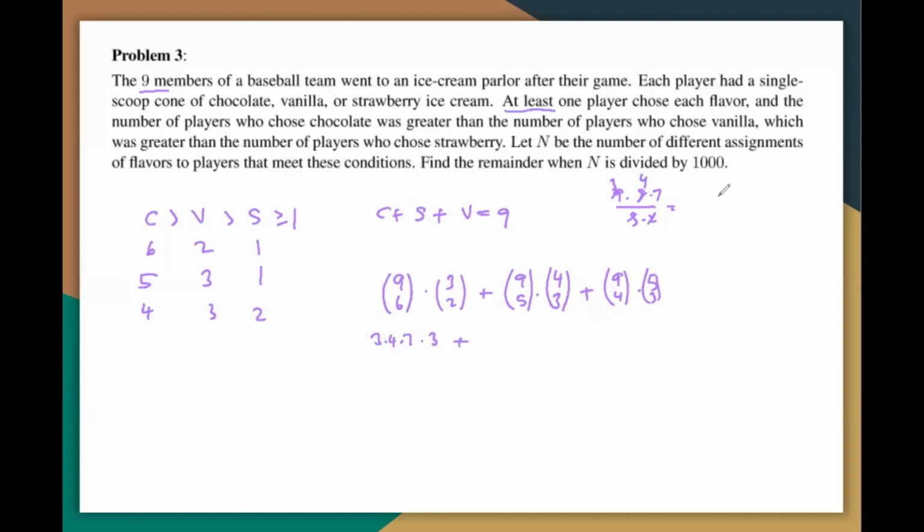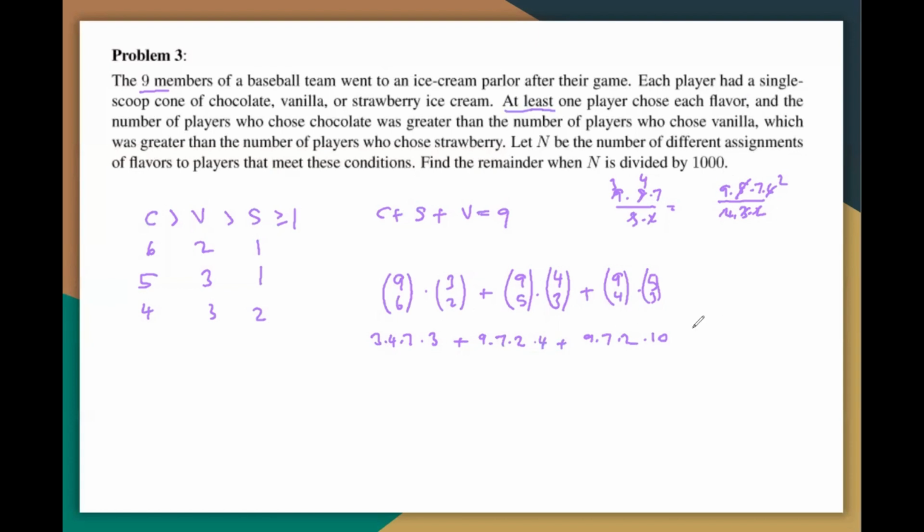Then 9 choose 5 is the same as 9 choose 4, so 9 times 8 times 7 times 6 over 4 times 3 times 2. These will cancel, so you get 9 times 7 times 2. And then 4 choose 3 is just 4. The last one, 9 choose 4, is the same as this one, so it equals 9 times 7 times 2. 5 choose 3 is just 10, so I'm going to leave it as 10.